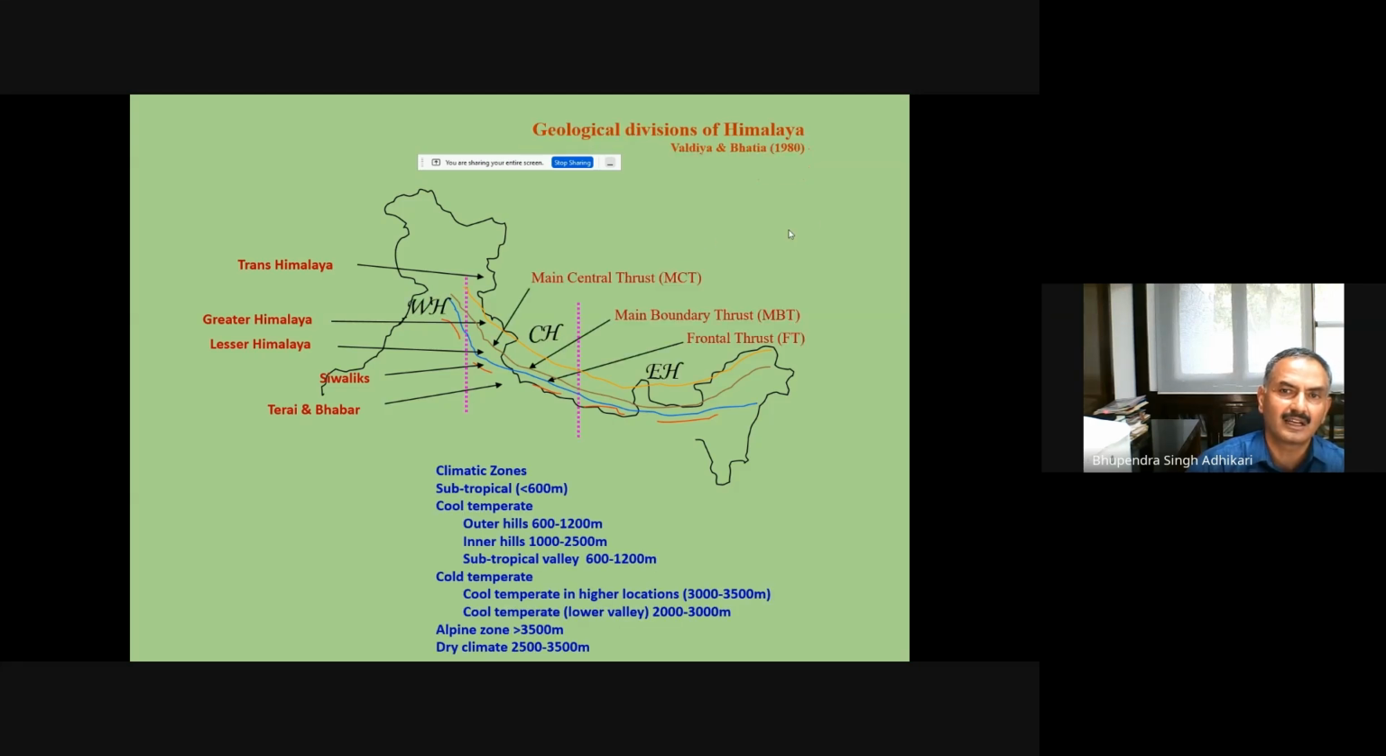So then, next one is related with the geological division, the classification given by Valdiya and Bhatia in 1980. What they did was that the Shivaliks are separated out from the lesser Himalaya because of this main boundary thrust, which passes in between, and then between the greater Himalaya and the lesser Himalaya, the Main Central Thrust, MCT, is there. And then there are many local faults and features.